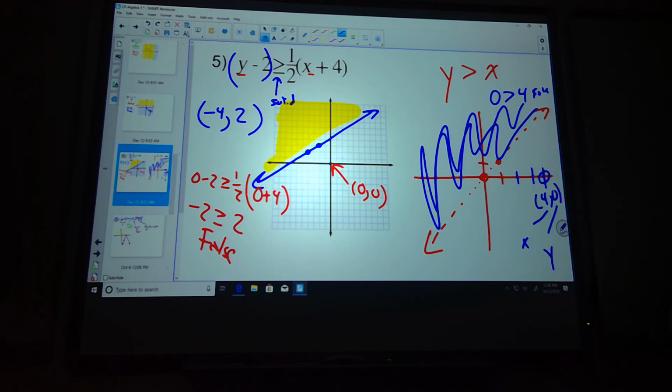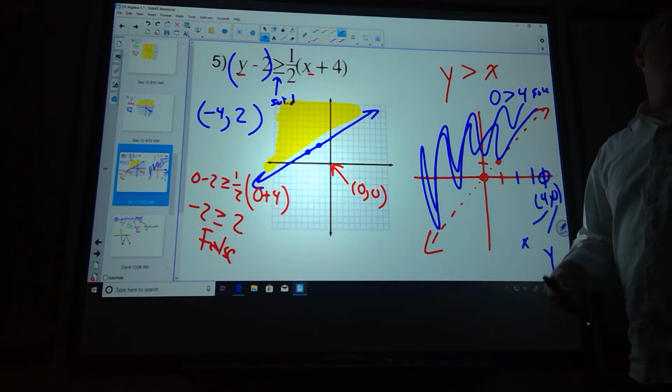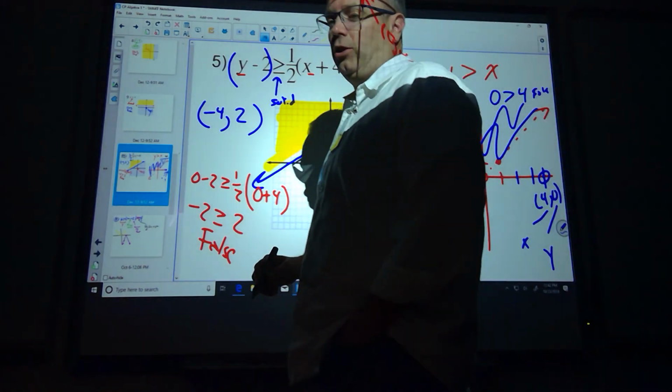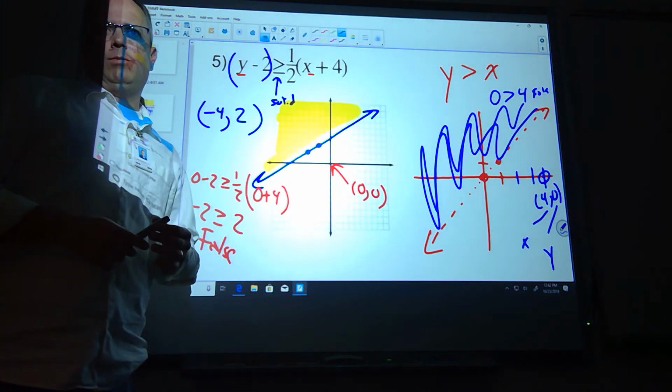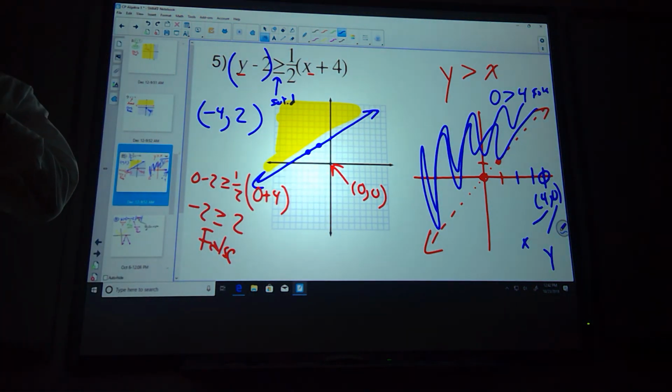So that's what you do. You pick something else as a test. If there is something, do what I just did. If there isn't, I just keep sticking with 0, 0 because that's a pretty valuable friend for you.